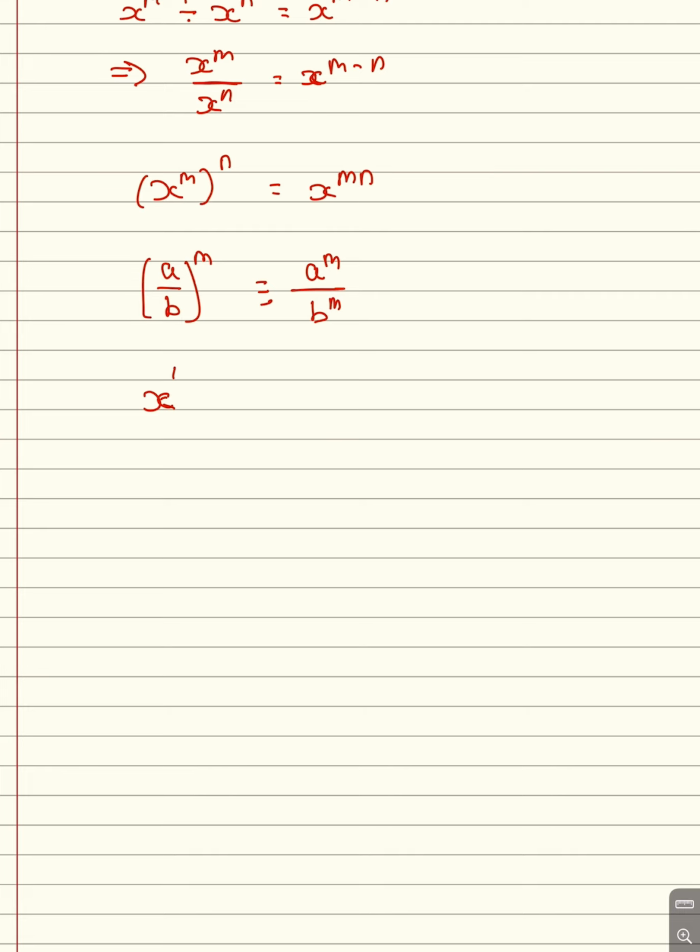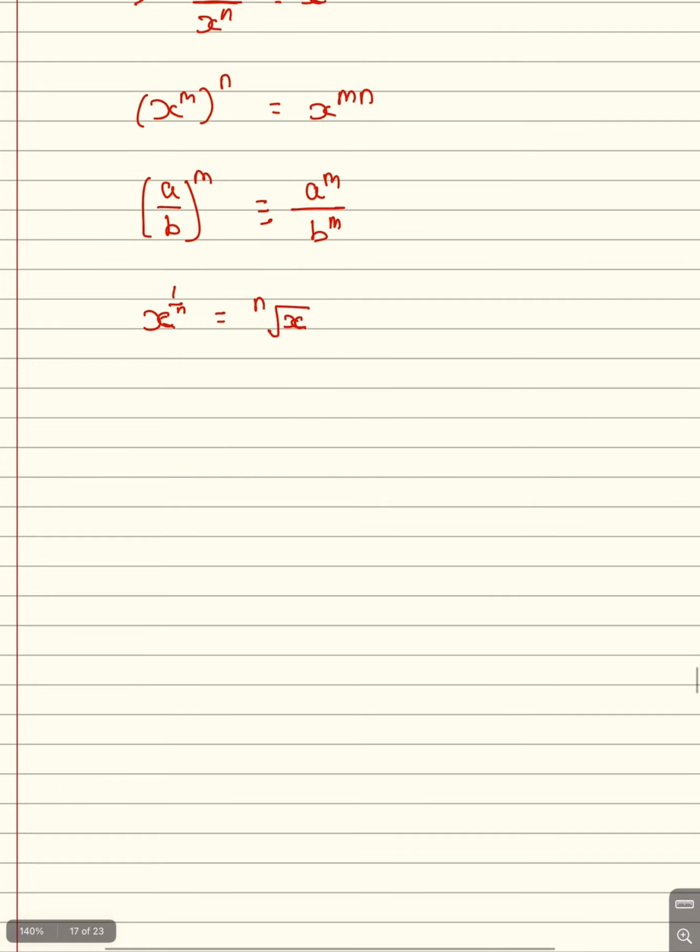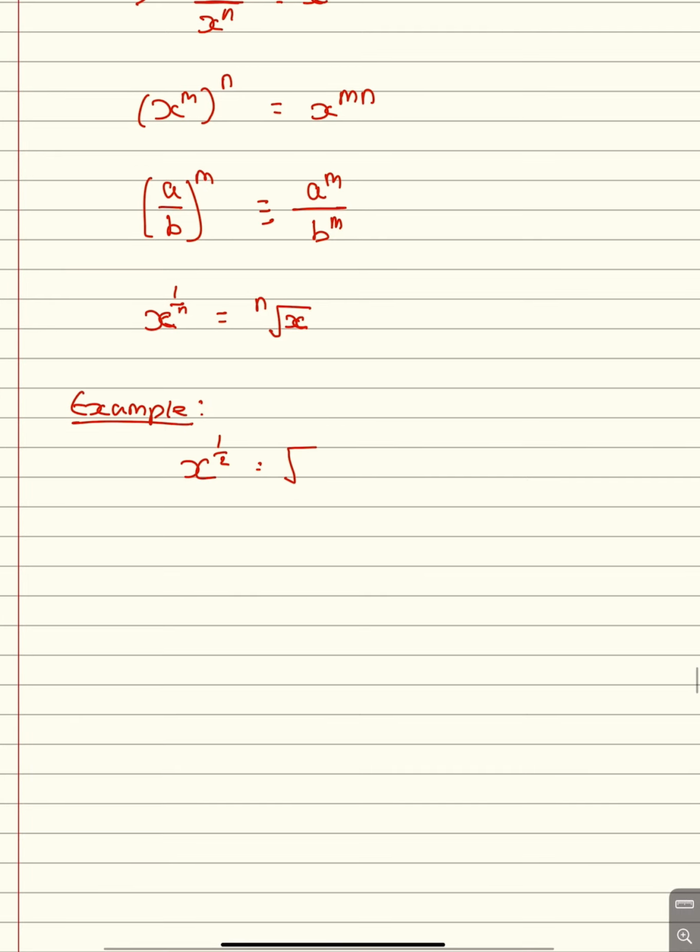Another law of indices that's used in the higher GCSE content is the fractional indices. So we've got x to the power of 1/n is equivalent to the nth root of x. So an example that I'm not going to go through is if we had x to the power of a half, this is equivalent to the square root of x. Again, as the denominator is 2, we have the square root.